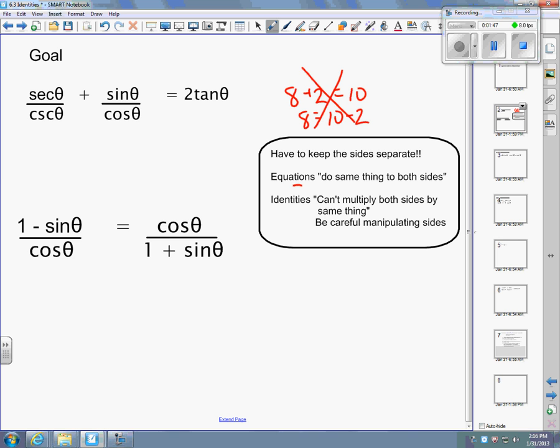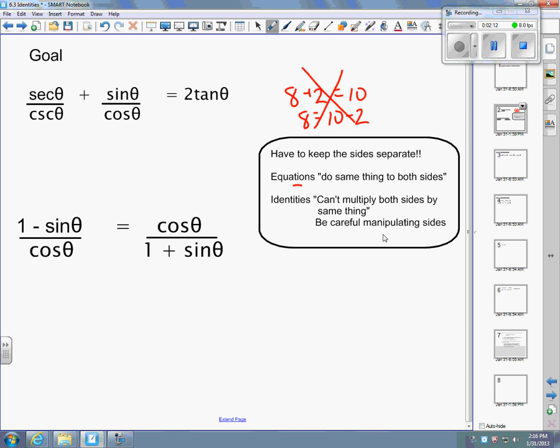It's just rearranging things. These are not equations, so it's not a matter of do the same thing to both sides. It's not like you can come over here and go, I'm going to multiply this by cosine, and then I'm going to come over here and multiply this by cosine. You have to get out of that mindset right now. With the identities, you can't multiply both sides by the same thing, and you have to be very, very careful manipulating the sides.